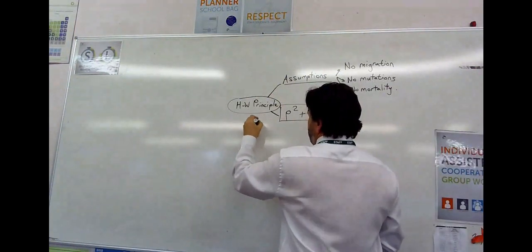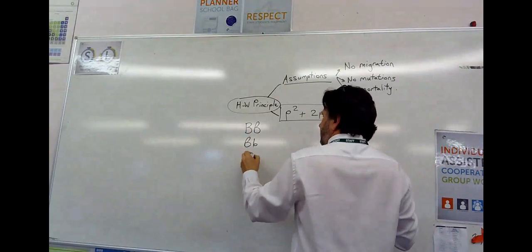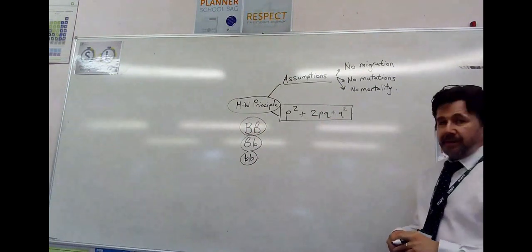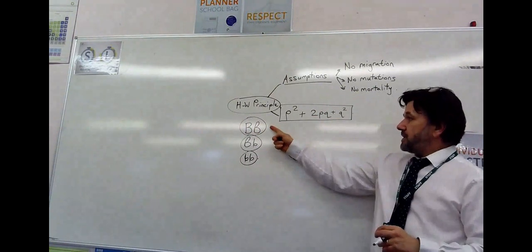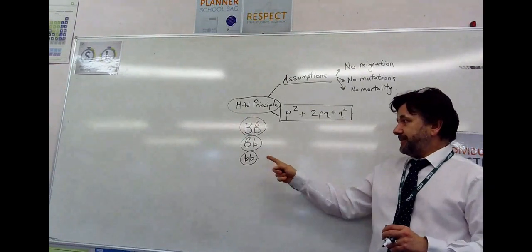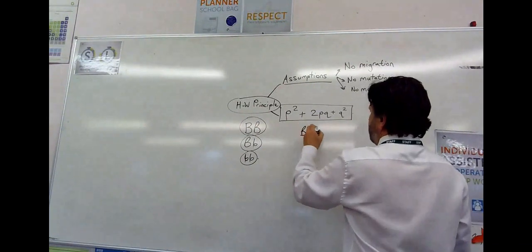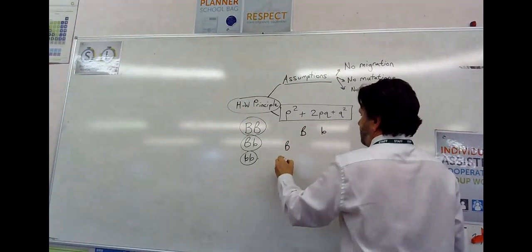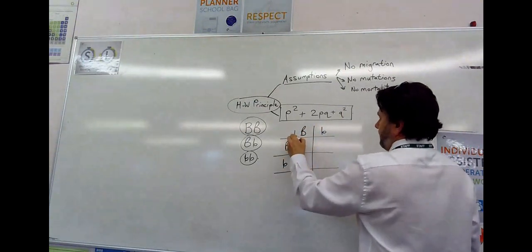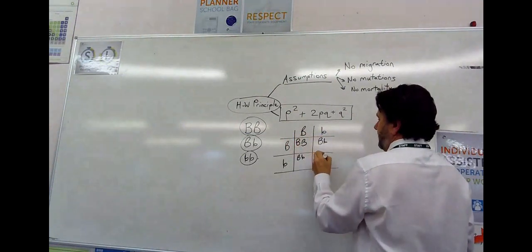Let's talk about alleles. So the possible combination of alleles is this. You've got the dominant allele, you've got the recessive allele, so you're homozygous dominant, heterozygous, and homozygous recessive. So let's imagine we cross two heterozygous individuals. Nice, simple Punnett square: big B big B, big B little b, big B little b, little b little b.